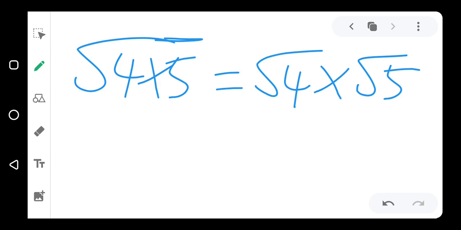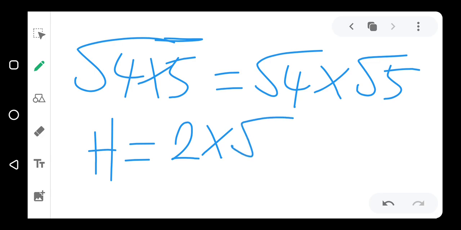Now, what this means is this. Since root 4 is 2, the final answer is going to be H equal to root 4, which is 2, times root 5. 5 is not a perfect square, so if we try to get the square root of it, it will give us a decimal point. So we can just leave it like this as root 5. 2 times root 5 is equal to 2 root 5.